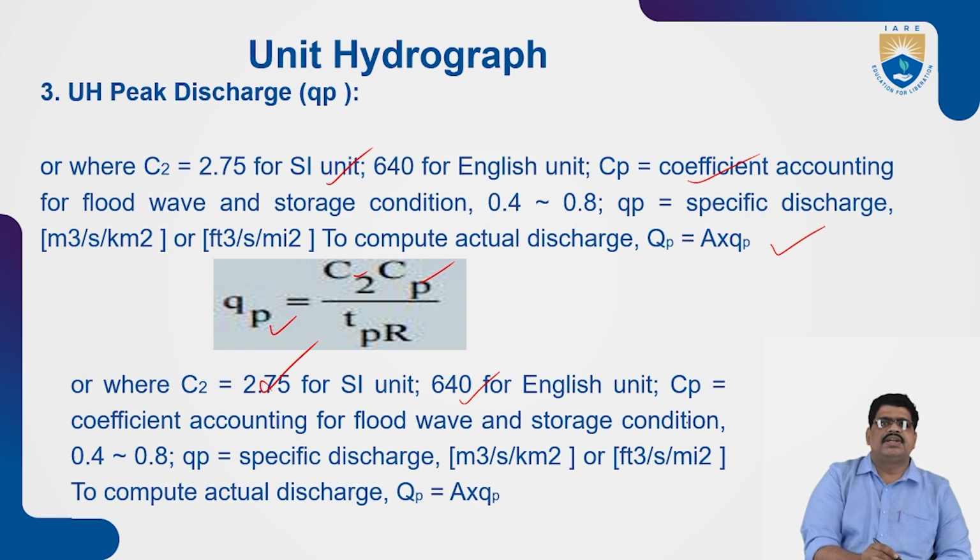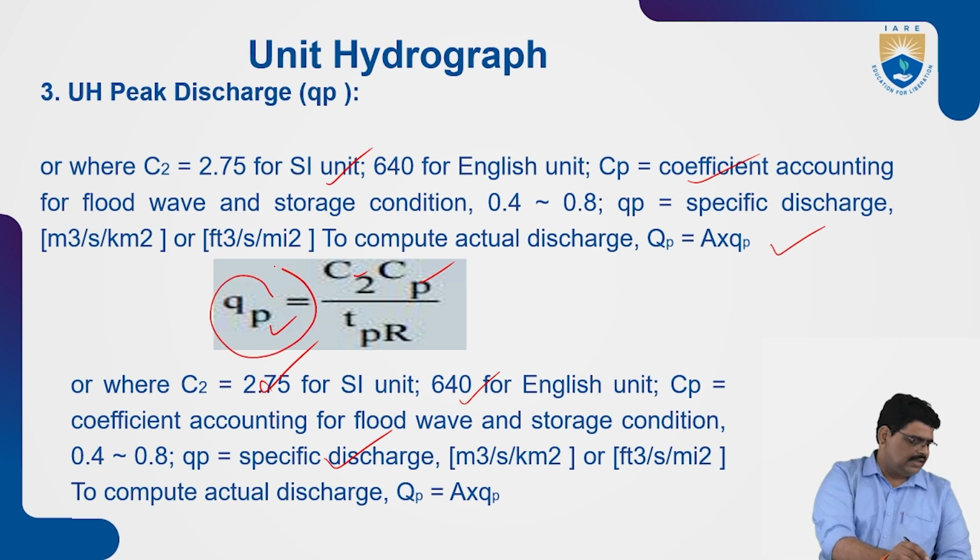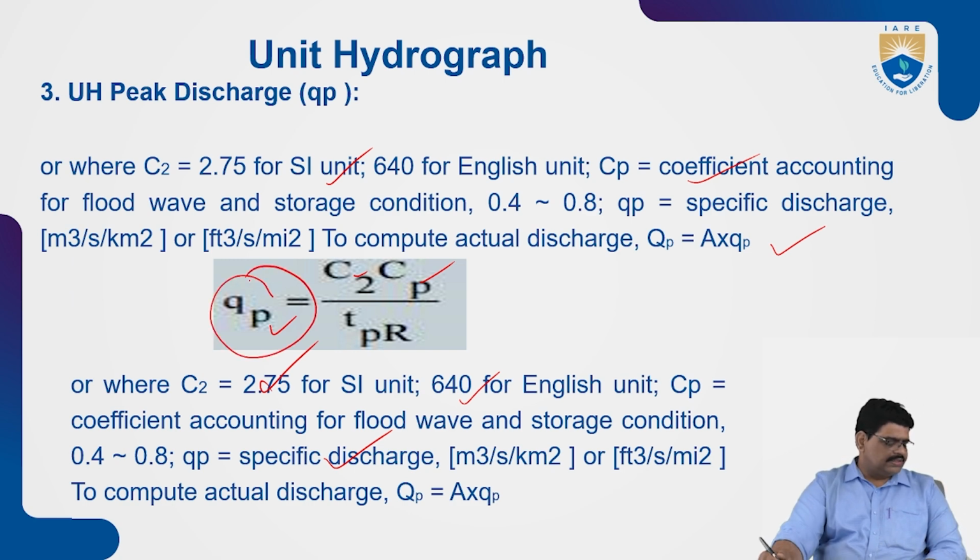CP is equal to the coefficient accounting for the flood wave, the arrangement of the conditions of, of course 0.2, 0.8 will be taken. QP is the specific discharge, the units are meter cube per second per kilometer square, and the complete actual discharge is equal to A into Q into P. So applying this formula, the peak discharge will be calculated here.